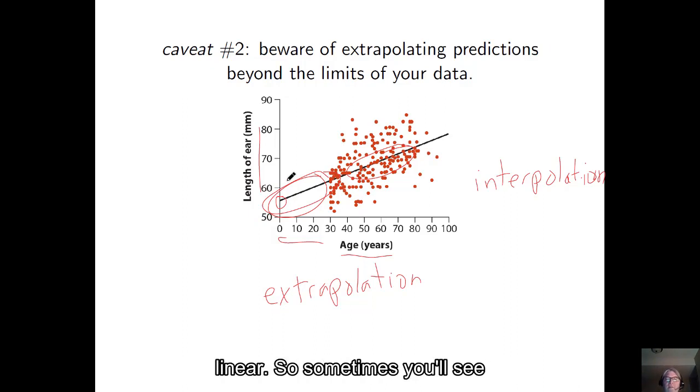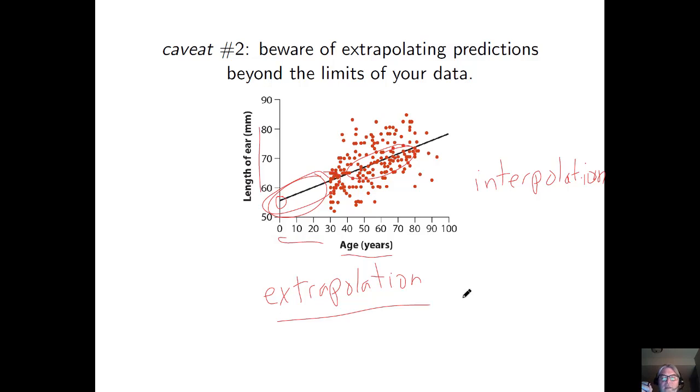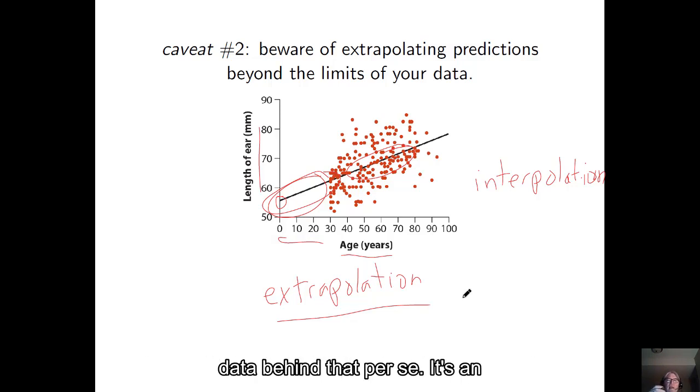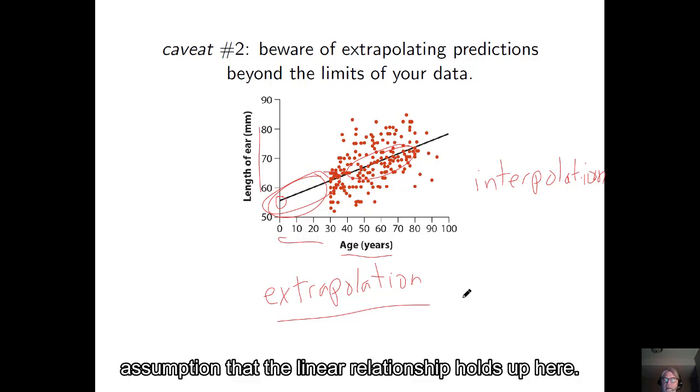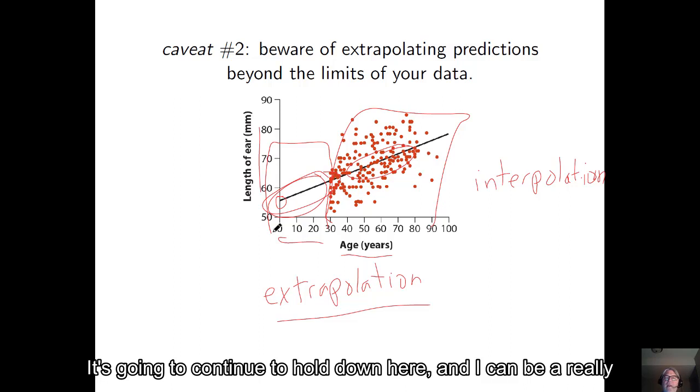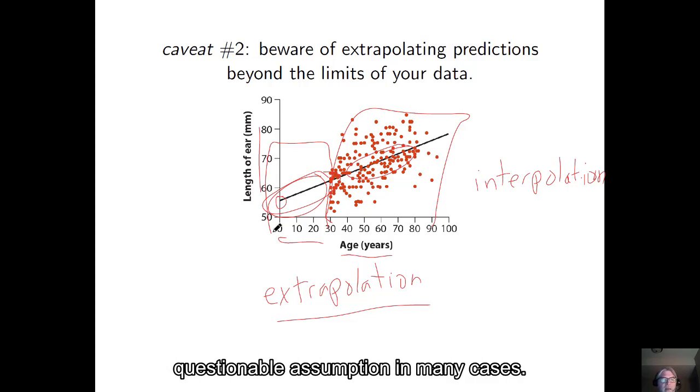So sometimes you'll see people report extrapolations in scientific papers, but when they do, it's really important to be very explicit that it's assuming that this linear relationship holds and things like that. So there's no data behind that per se. It's an assumption that the linear relationship that holds up here is going to continue to hold down here, and that can be a really questionable assumption in many cases.